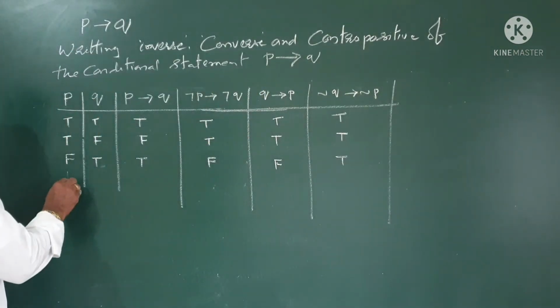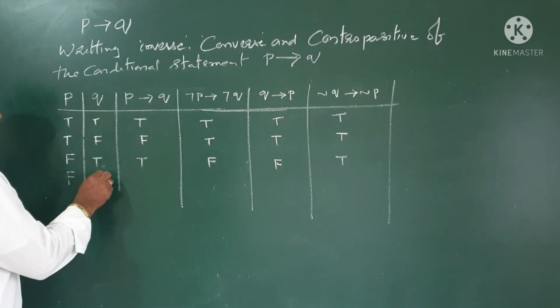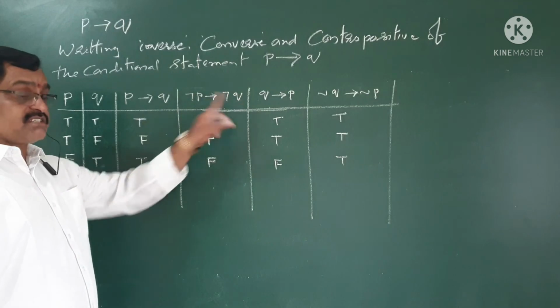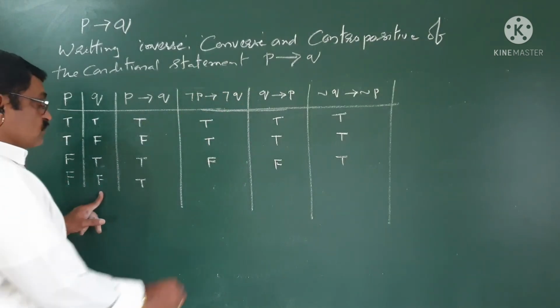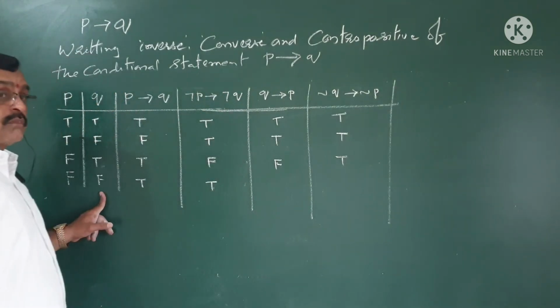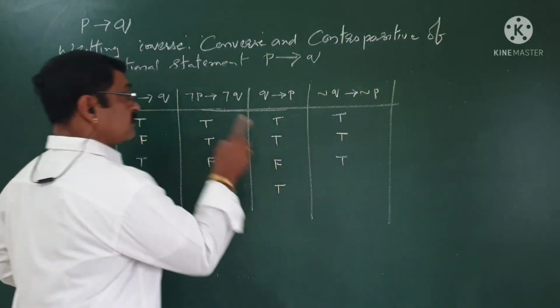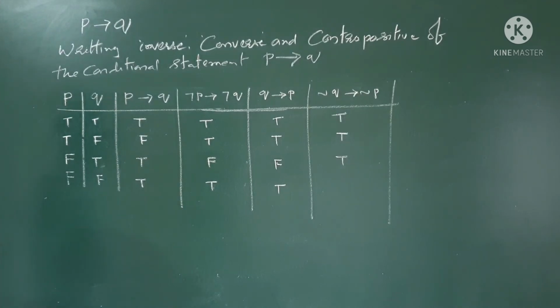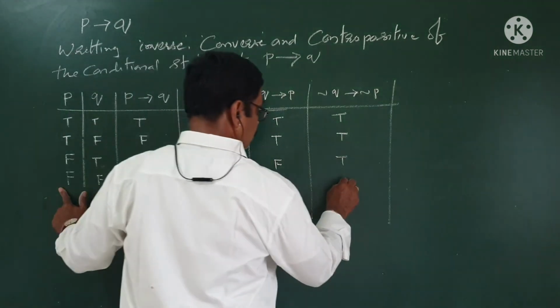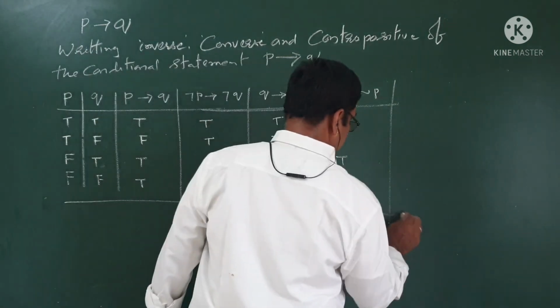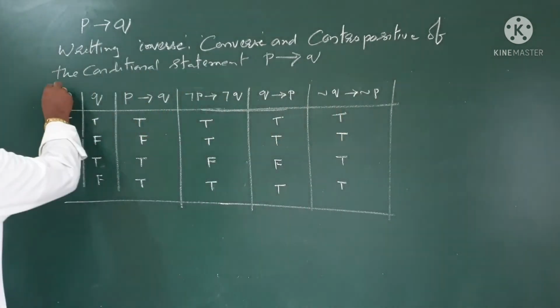Finally, both are false. When both are false, P implies Q is true. Now, negation of P implies negation of Q, that means true implies true is true. Q implies P, false implies false is also true. What about negation of Q implies negation of P? Negation of Q is true, negation of P is true, and true implies true is again true. So, this is the truth table of converse, inverse, and contrapositive.